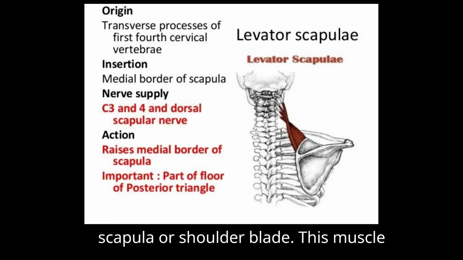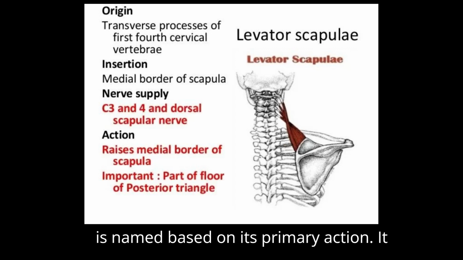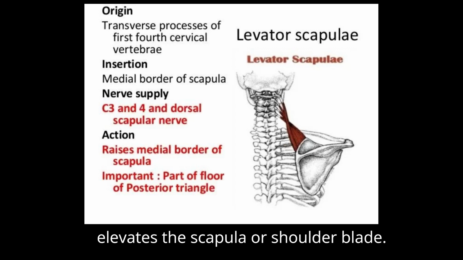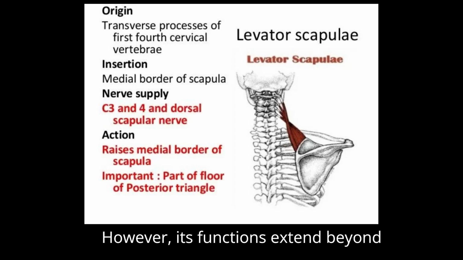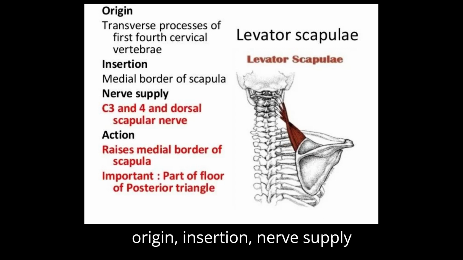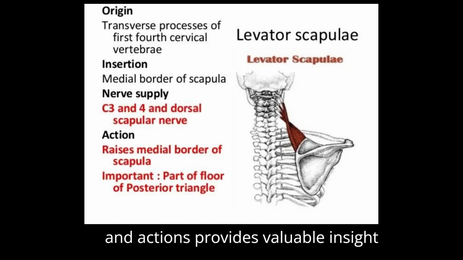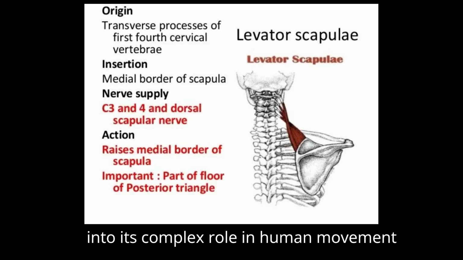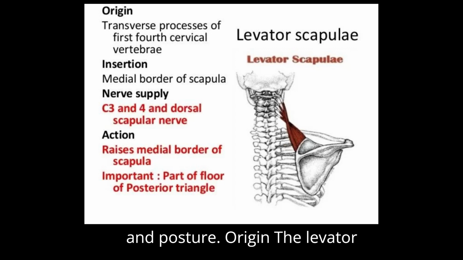or shoulder blade. This muscle is named based on its primary action. It elevates the scapula or shoulder blade. However, its functions extend beyond simple elevation. Understanding its origin, insertion, nerve supply, and actions provides valuable insight into its complex role in human movement and posture.